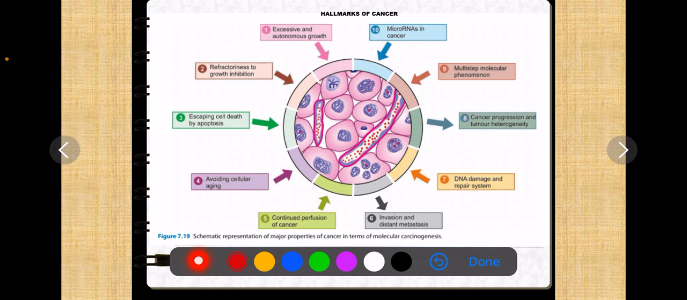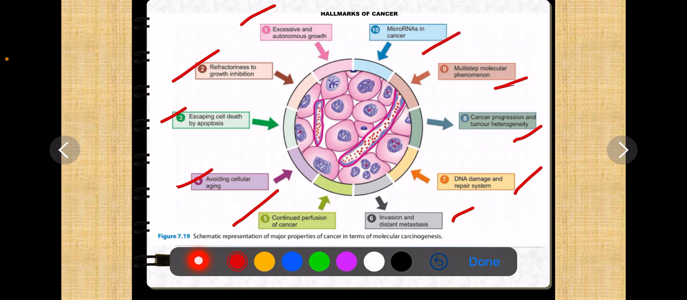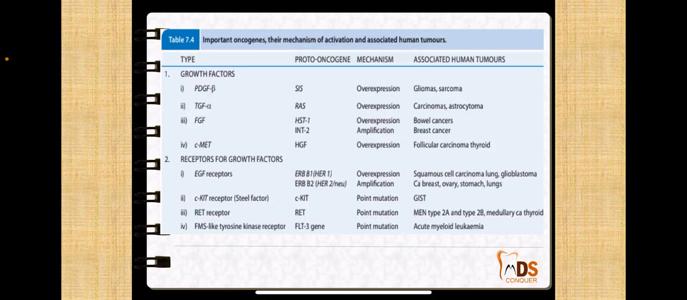So already you know the concept behind what exactly occurs at each individual step, right? Just give a glance now. So excessive and autonomous growth, refractoriness to growth inhibition, escaping cell death, avoiding cellular aging, and continued perfusion of the cancer, invasion and distant metastasis, DNA damage, cancer progression and tumor heterogeneity, multi-step molecular phenomena, and microRNAs in cancer. So just these are the hallmarks.